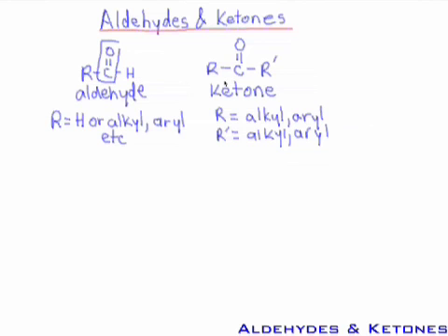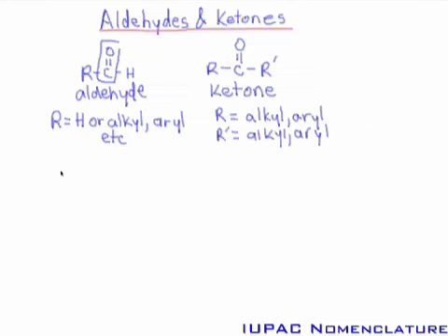Ketones, on the other hand, consist of the carbonyl group, in which there are two carbons attached to the carbonyl, no hydrogens attached to C double bond O. The carbons can be alkyl or aryl, and the R, R prime designation indicates that they necessarily need not be the same. Now, aldehydes and ketones differ only in that the aldehyde must have at least one hydrogen bound to the carbonyl.